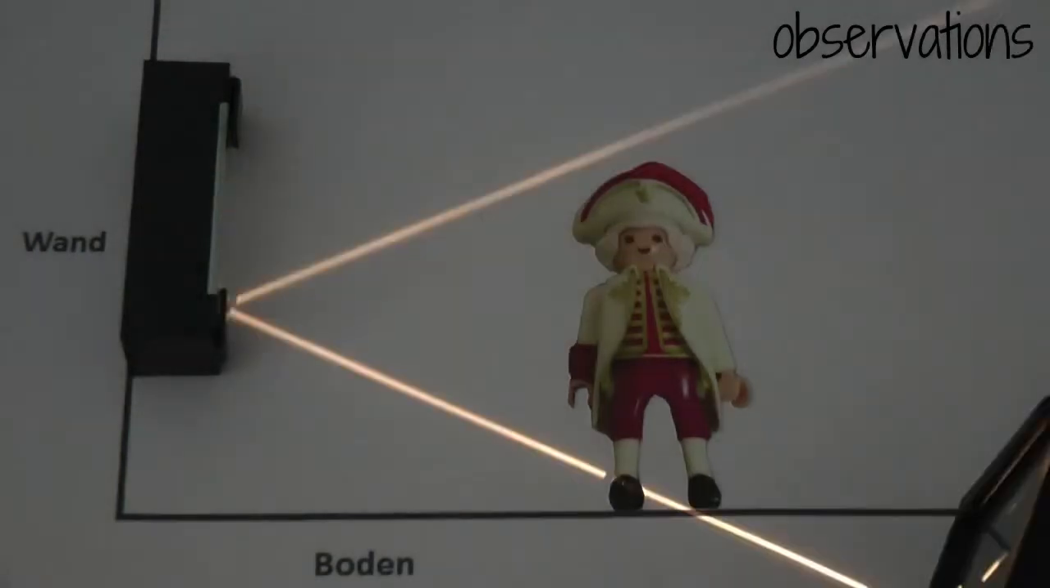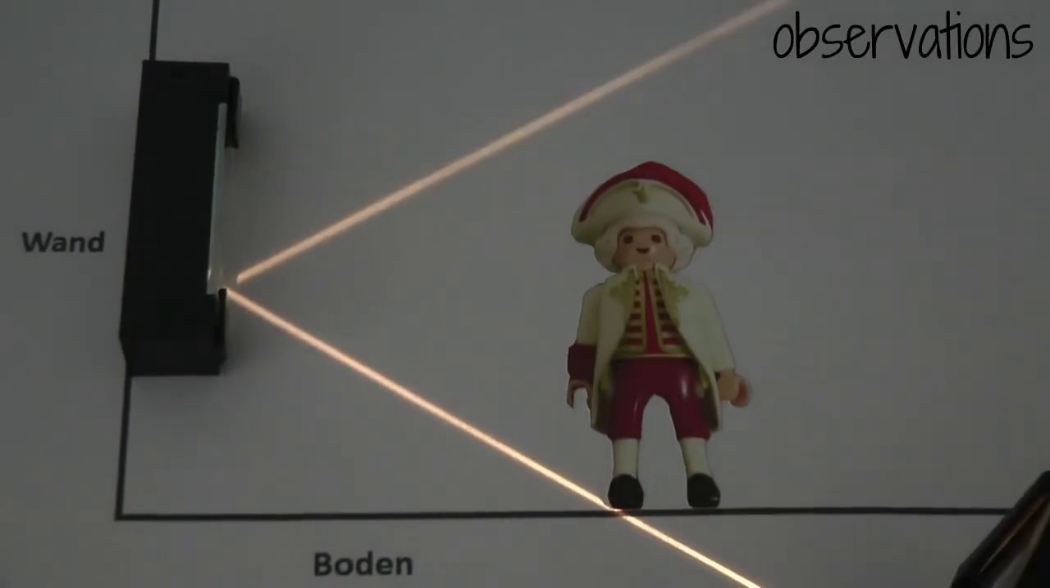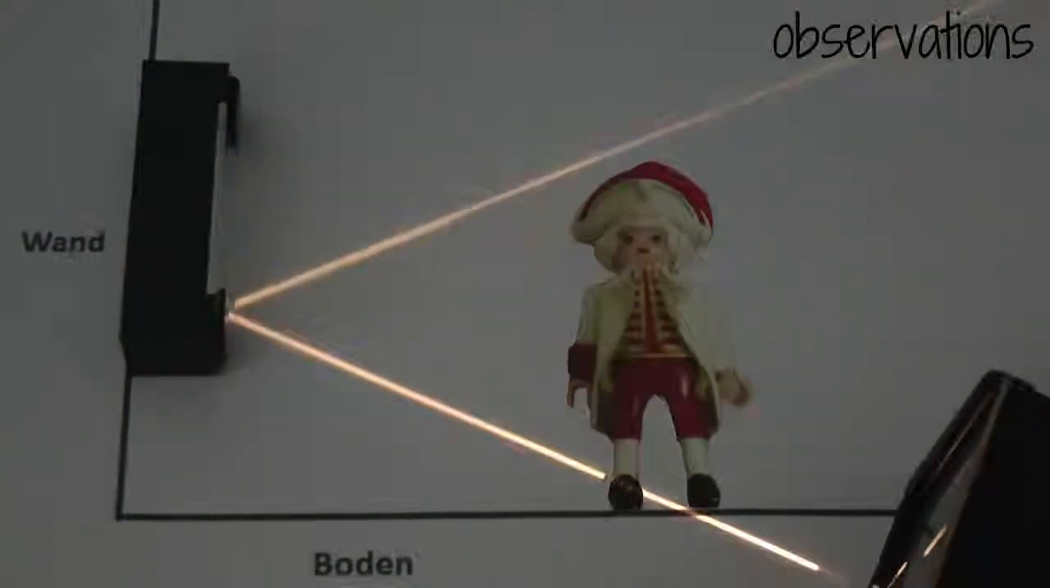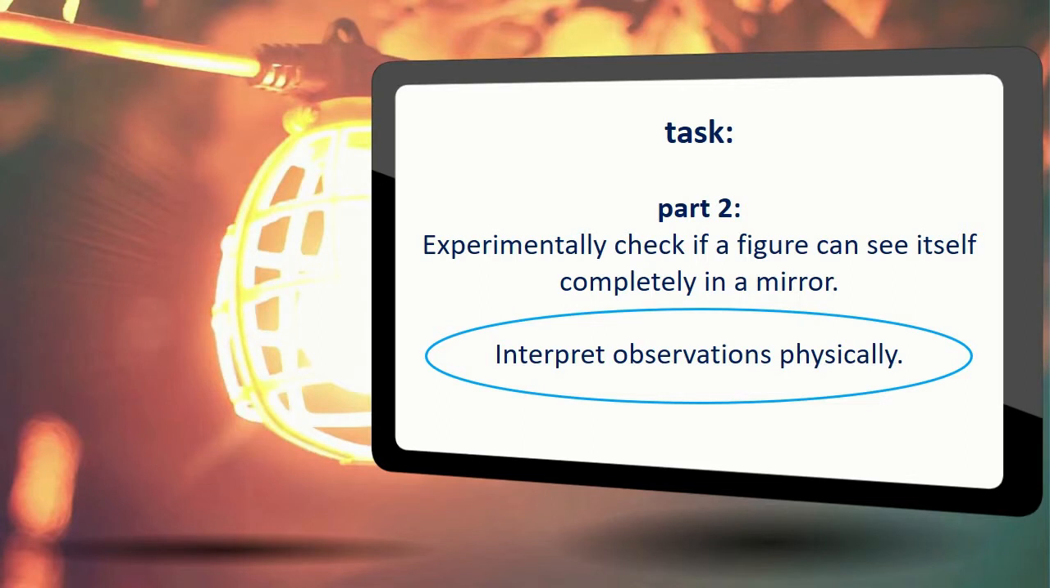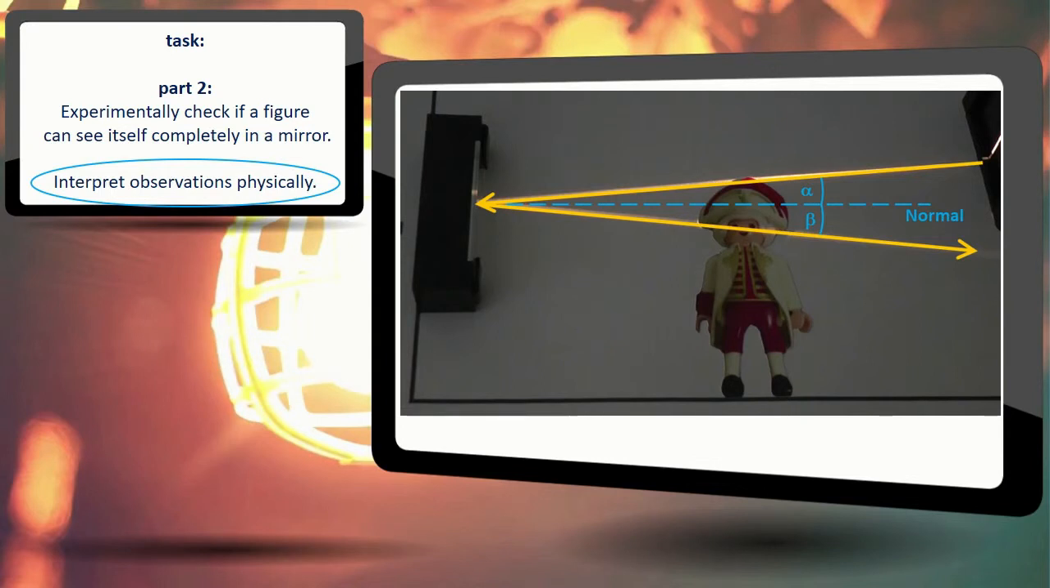No matter how I move the lamp, I cannot get the light from the feet reflected so that the light shines to the eyes of the figure. Therefore, the figure cannot see itself completely in the mirror. The goal of the experiment was to interpret the observations physically. Why a figure can see something in the mirror can be explained by the behavior of light that hits the mirror. The light from the top of the hat falls in the mirror and is reflected according to the law of reflection, then shining to the eyes of the figure.